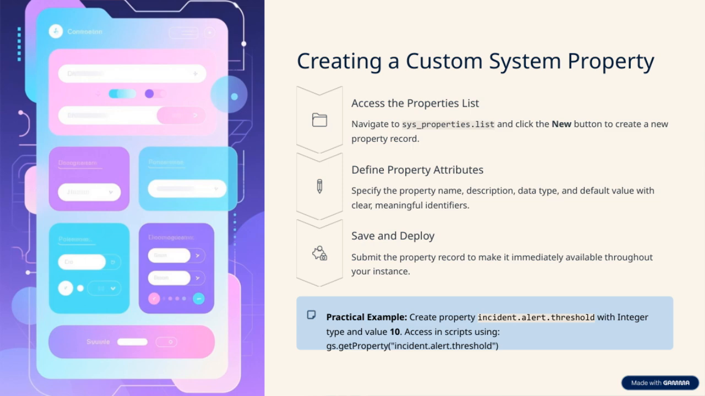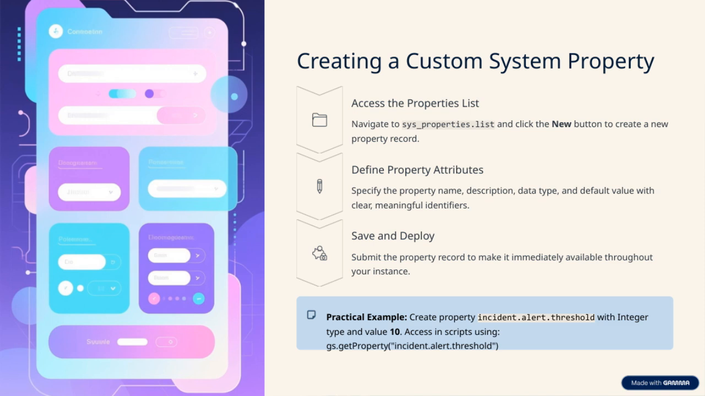Remember, after submitting the property record, it becomes immediately available throughout your system, so there's no need to wait. Next, you should save and deploy your changes to ensure everything is applied correctly. When creating the property, make sure to specify clear, meaningful identifiers for the name, description, data type, and default value. This helps keep your configuration understandable and maintainable.